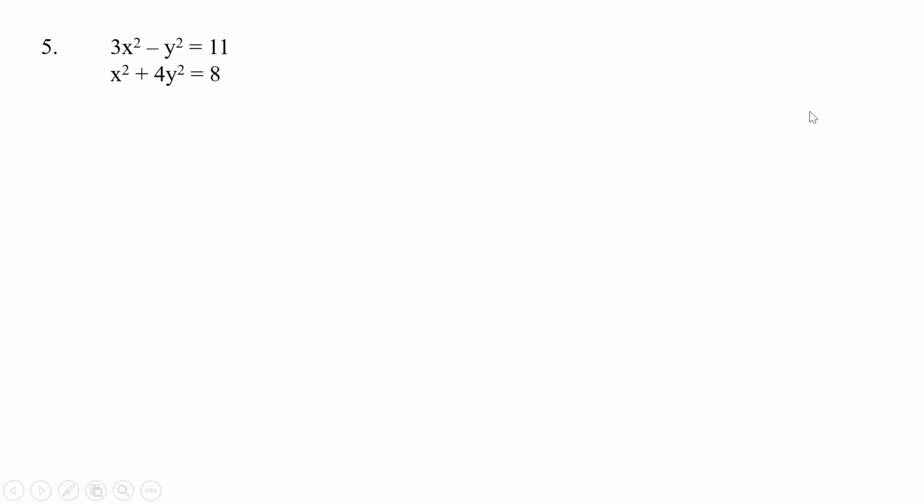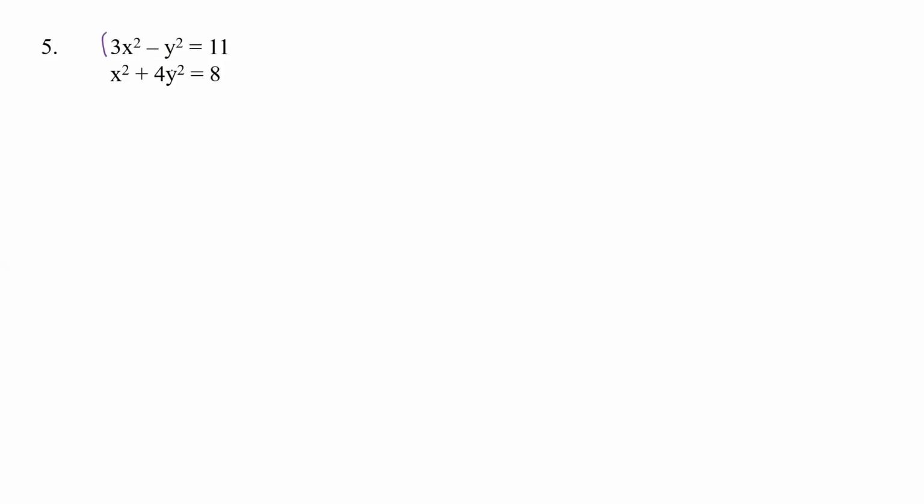All right, so how about this one? 3x squared minus y squared equals 11, and x squared plus 4y squared equals 8. So what do I want to do here? Let's say we could solve for the y squared, plug it in here, and we could do it that way. What we haven't done yet lately, and what I usually do, is elimination. So let's maybe do this one, elimination.